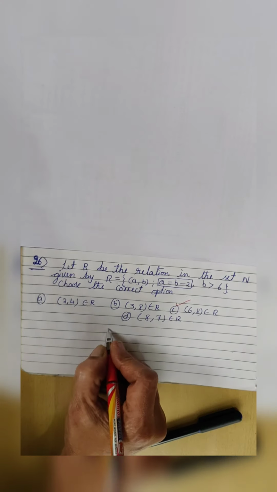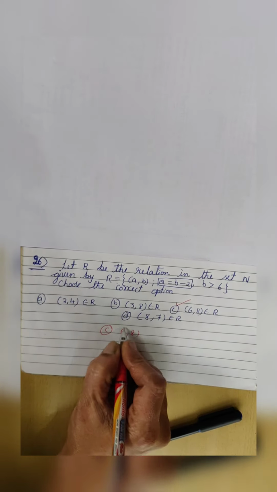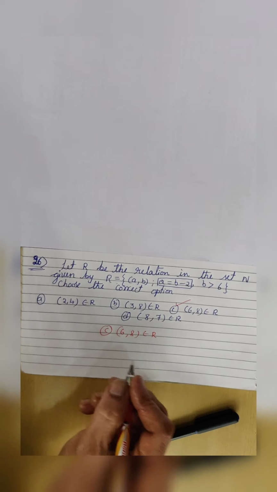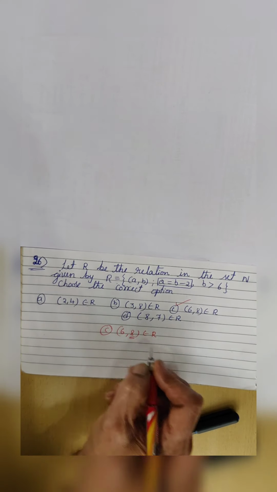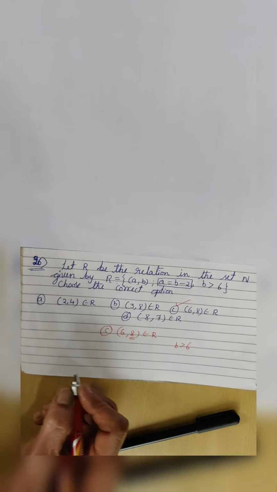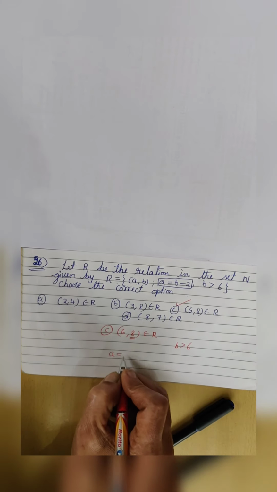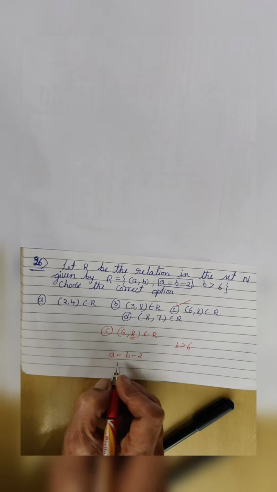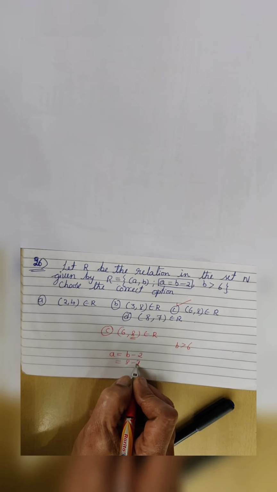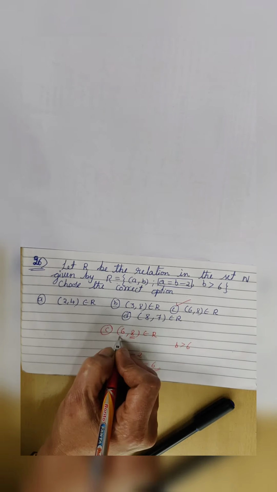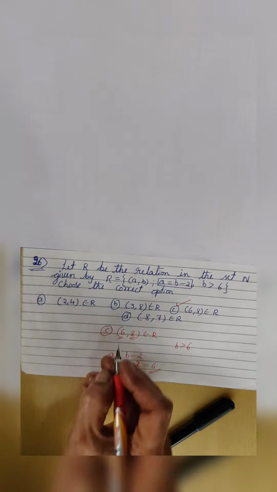It is C: (6, 8) belongs to R. Because b is greater than 6 and a = b − 2, so 8 − 2 is 6. We have the answer here, option C.